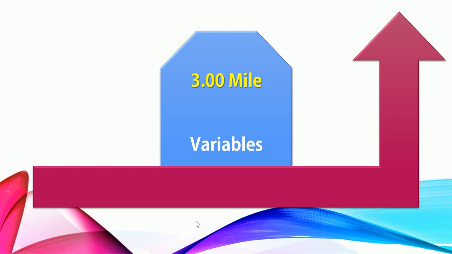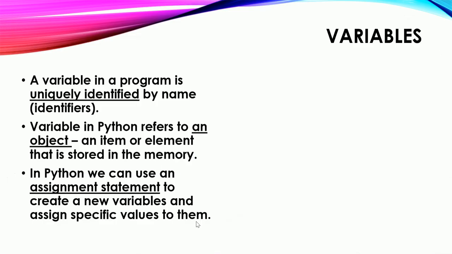Now the third mile is called variables. Let's see what a variable is. A variable in a program is uniquely identified by its name. It should be a unique name, right? A variable in Python refers to an object. A Python variable refers to an object, an item or element that is stored in memory. In the computer memory, any item or any element may be stored. All these are known as objects, and a variable refers to these.